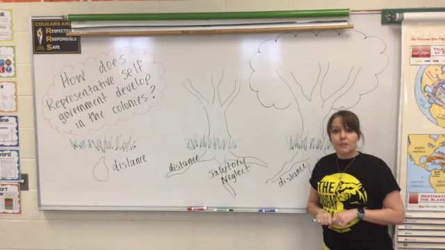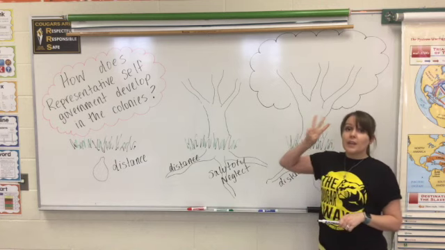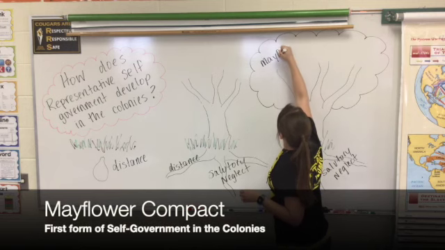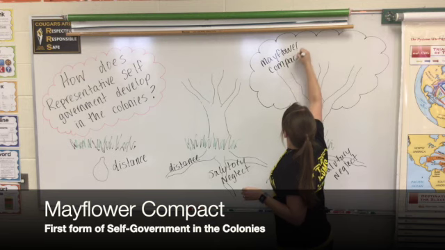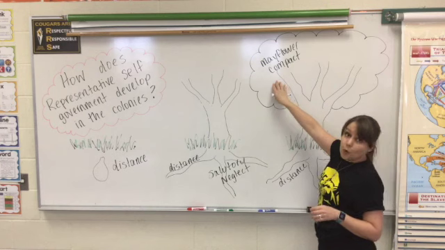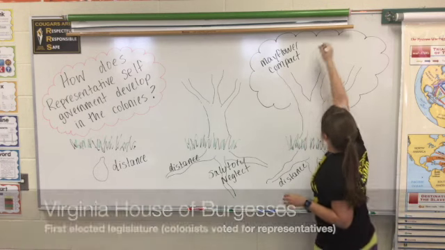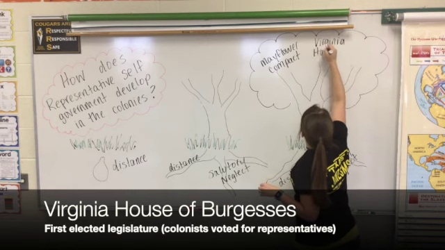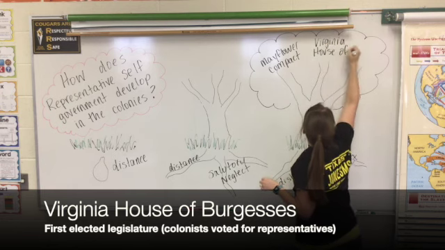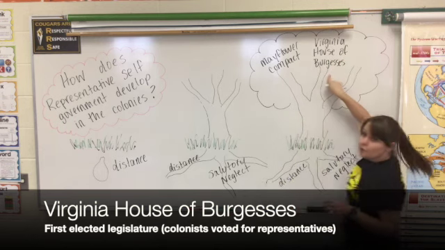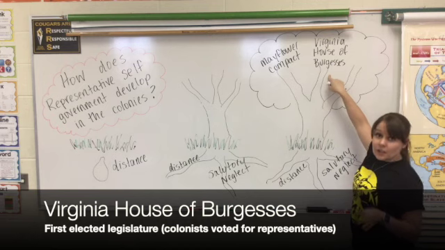And our own type of government is found in 3 important documents. The first one we're going to look at is called the Mayflower Compact, named after the boat that the Pilgrims came over. This is our first form of self-government in the colonies. You're also going to have something called the Virginia House of Burgesses. This is our first representative legislature in the colonies.